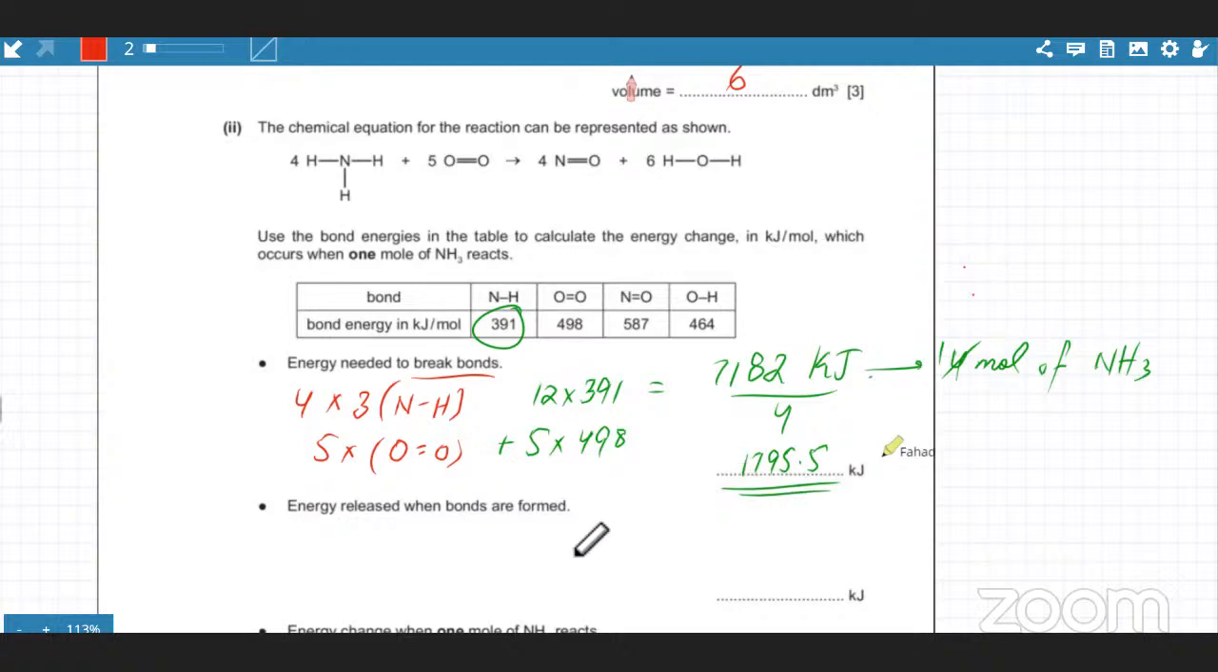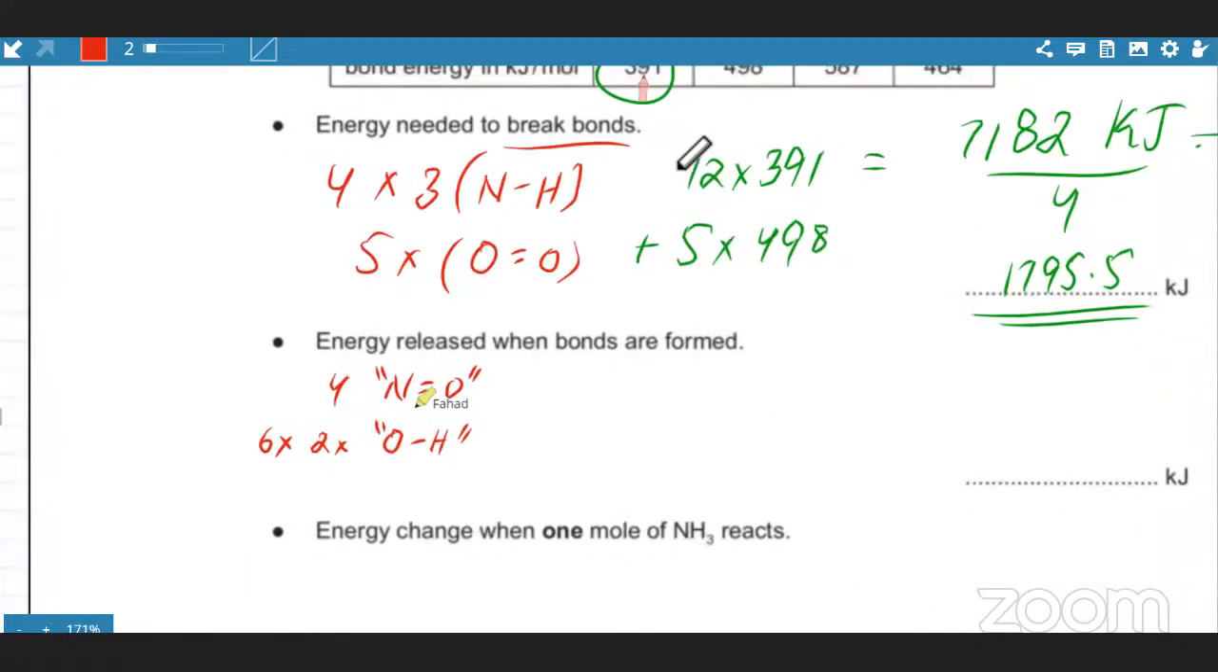The next part is the energy released when bonds are formed. So how many bonds are formed? If you look over here, 4 N double bond O bonds are being formed. The other one is, in one molecule there's an OH bond and another OH bond, so in one molecule there are two OH bonds being formed. But you have a total of 6 molecules, so I'm going to multiply it by 6. So it's actually 12 OH bonds that are being formed.